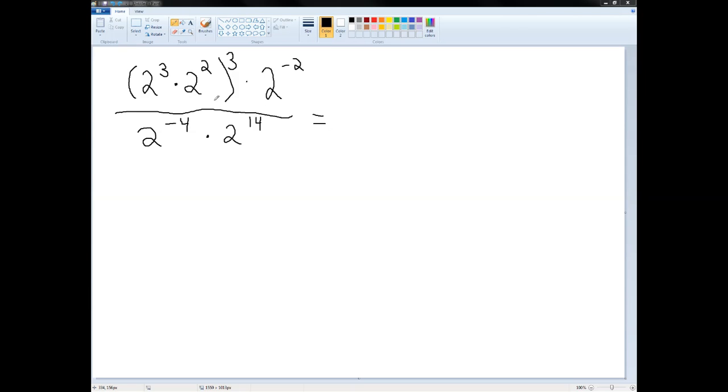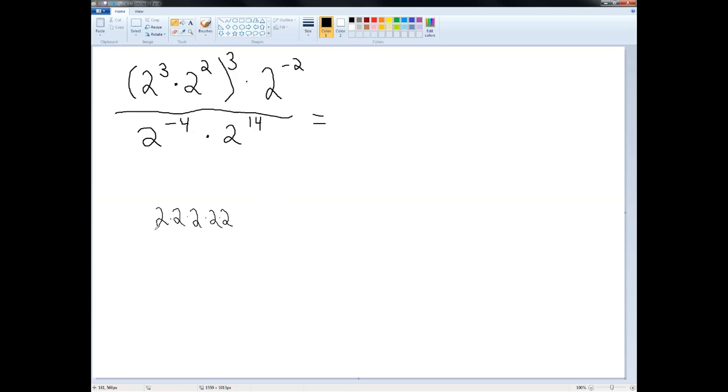So the first thing I want to do is work with what's in the parentheses. Going back to order of operations, you can work on what you've got in the parentheses. We have 2 to the power of 3 times 2 to the power of 2. There's a special rule for this that you probably already know, but I just want to illustrate it here. Here's 2 to the power of 3, and then you multiply it by 2 to the power of 2, like this.